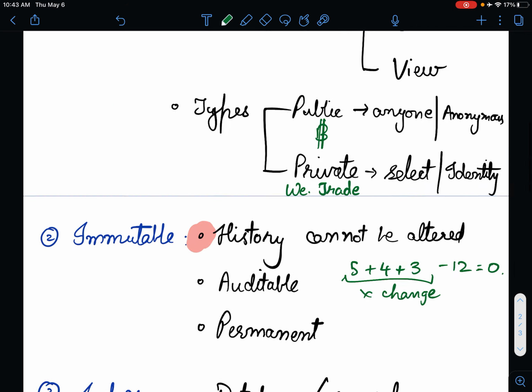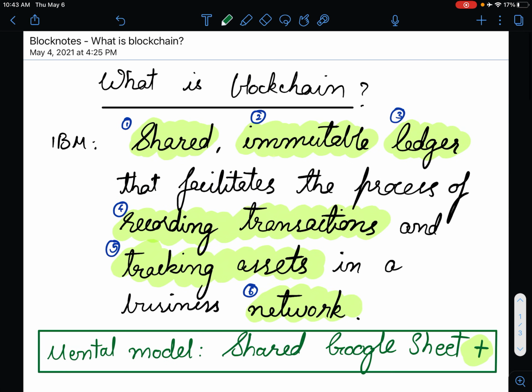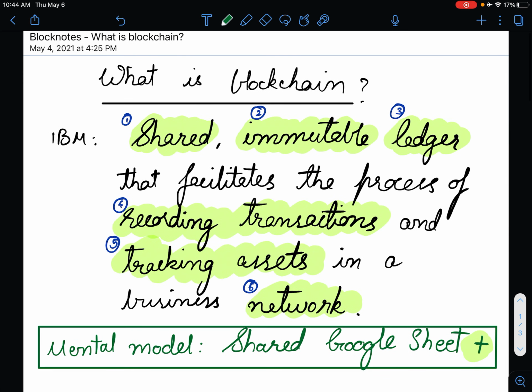Okay. All right. Now let's go back to the definition and recap it. So blockchain is simply shared, which means multiple parties can access it. Immutable, which means history cannot be altered. Ledger, which means database, that facilitates a process of recording transactions and tracking assets in a network. Doesn't have to be business. All right. Now this was just an introduction to the definition of blockchain. There are a lot more things we'll get into in future videos, but hope this was helpful.